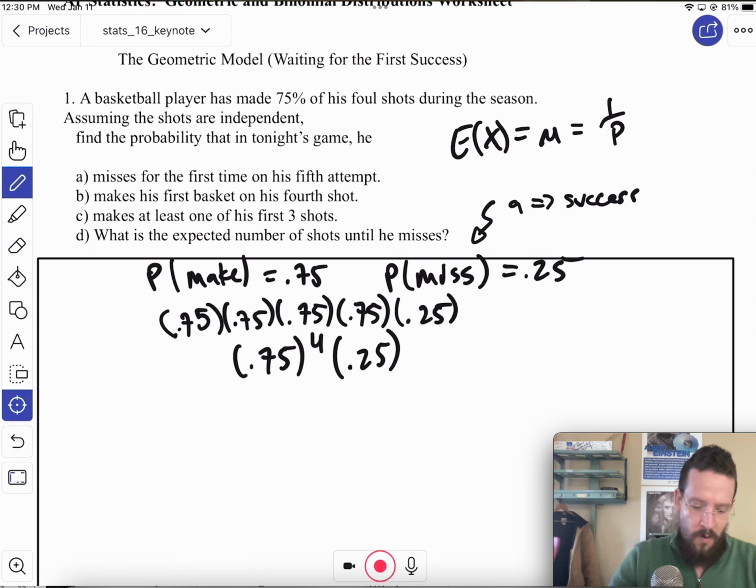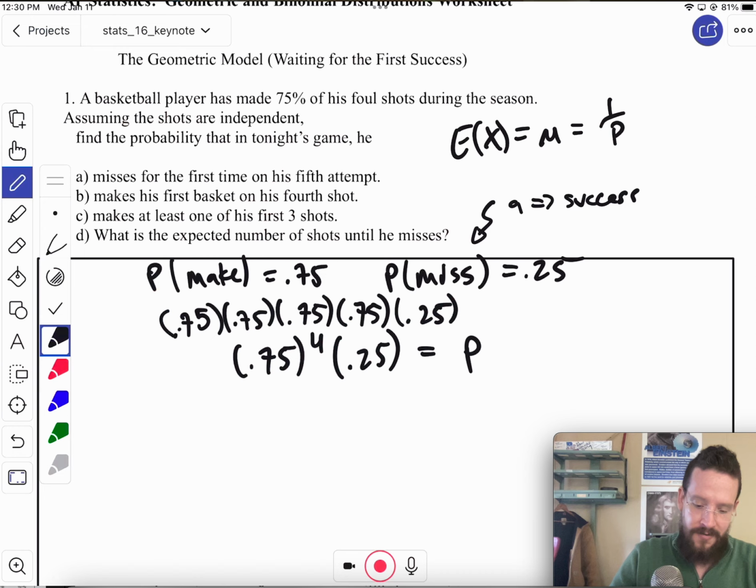And so what happens here? Well, this individual missed 4 shots. And so the geometric series is the probability of failure to the power of the amount of failures times the probability of success. Our success in this problem specifically is the miss. So in the geometric series, or rather the geometric distribution, we would call this P, and we would call this Q for letter A.